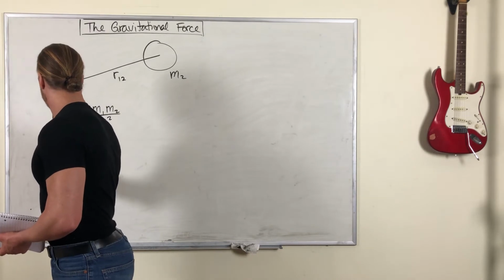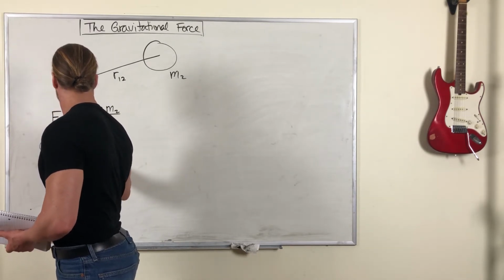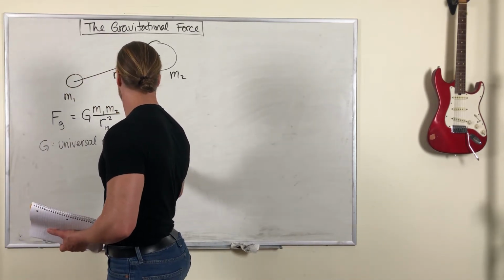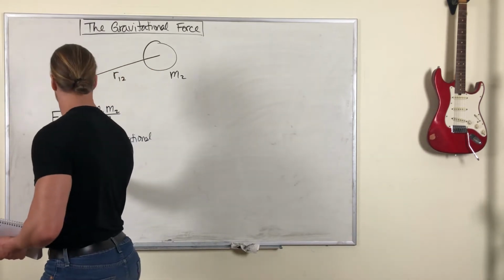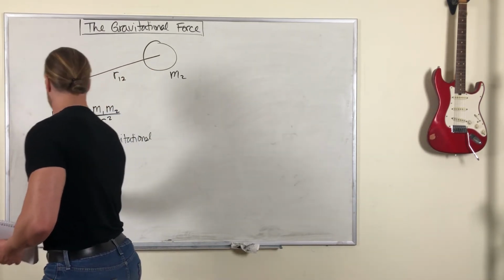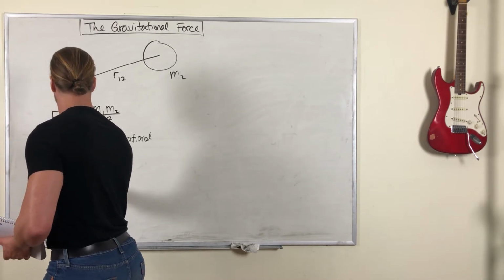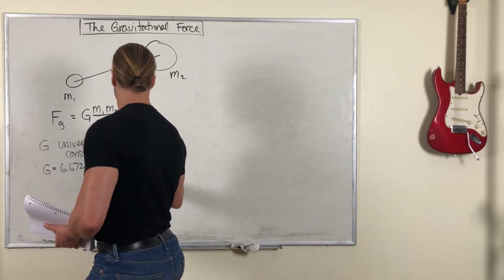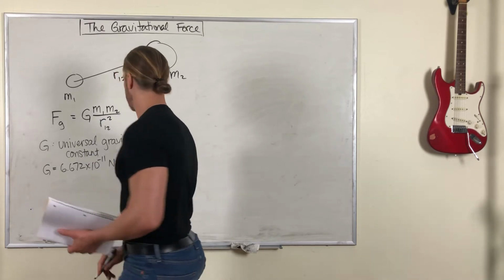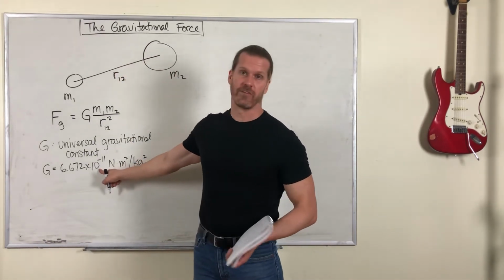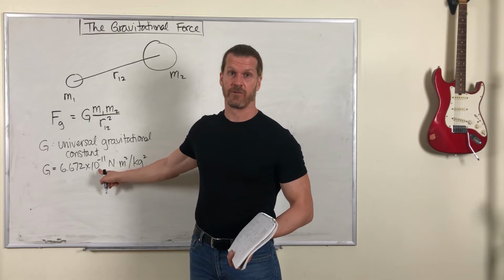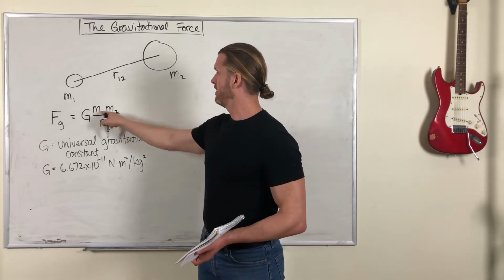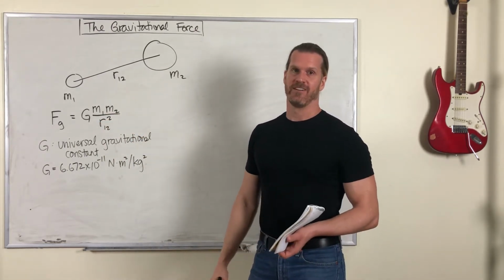This number G is called the universal gravitational constant. And it equals 6.672 times 10 to the minus 11 newtons meters squared per kilogram squared. Notice that 10 to the minus 11 is a very small number, which is why you don't notice gravity unless one or both of those masses is very big.